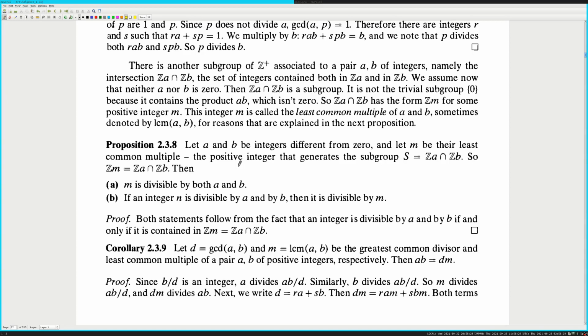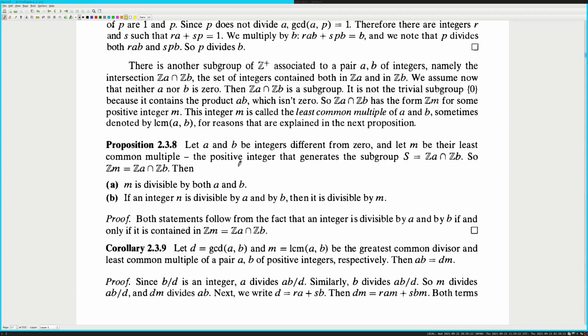So Zm is equal to Za intersect Zb. Then m is divisible by both a and b. If an integer n is divisible by a and by b, then it is divisible by m. Both statements follow. M is in Za, so it's divisible by a, and also by b by the same logic. If it is divisible by both a and b, then it is divisible by m. That makes sense.